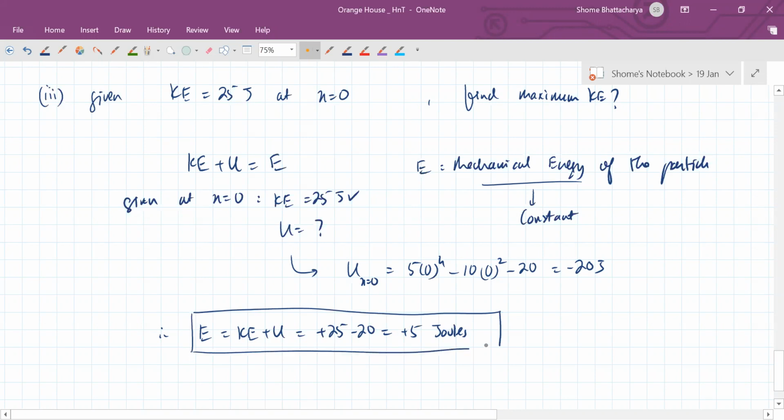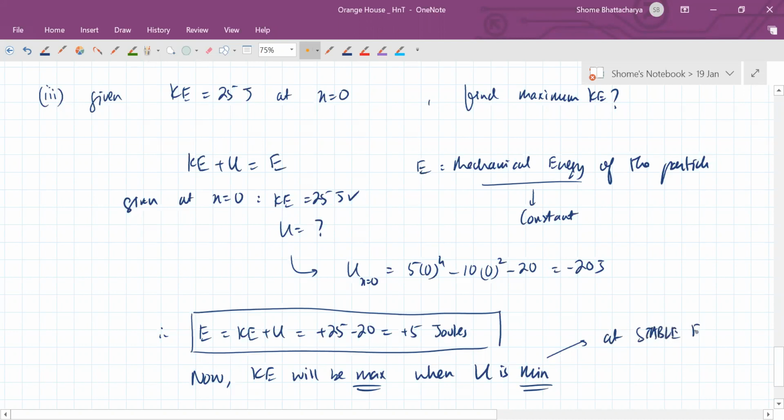Okay. Now, kinetic energy will be maximum when potential energy is minimum. And that will be at which position? At stable equilibrium. That is x equal to either plus 1 or minus 1. So from this now you find the maximum kinetic energy.